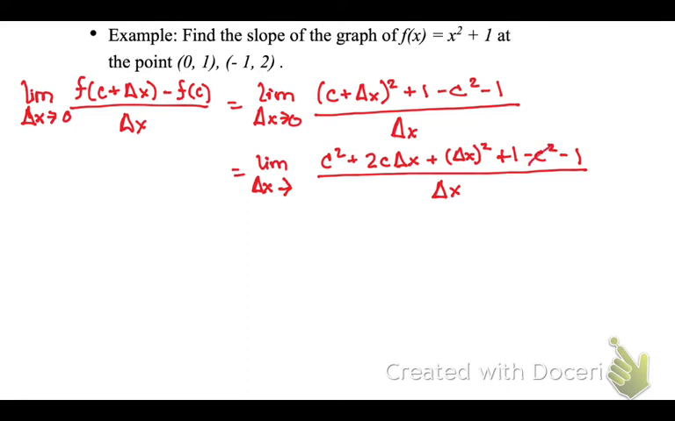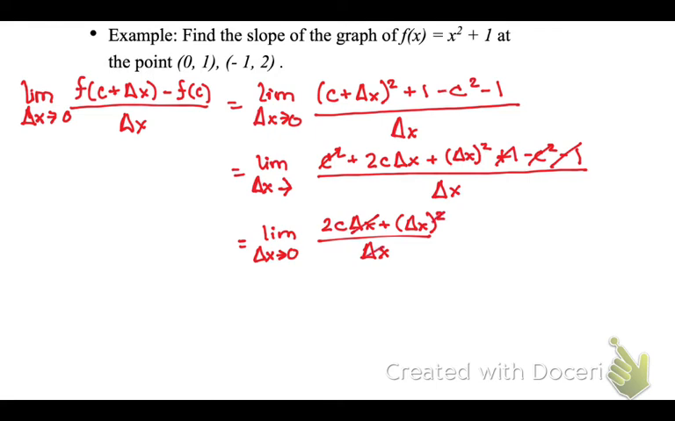Okay, so my c squared is reduced, yes? My 1's reduced. So I now have the limit as delta x approaches 0 of 2c delta x plus delta x squared over delta x. Can I reduce that some more? Yeah, factor out a delta x. I can factor out a delta x, can't I? So a delta x can come out of everything.